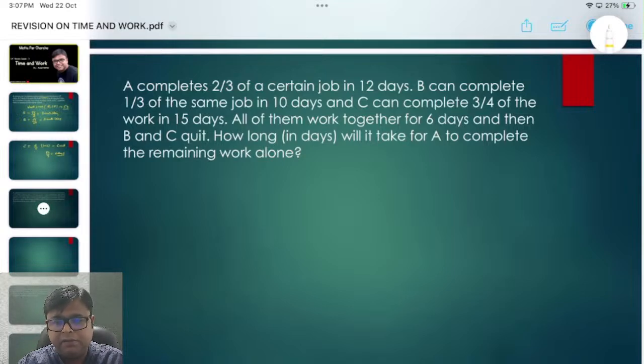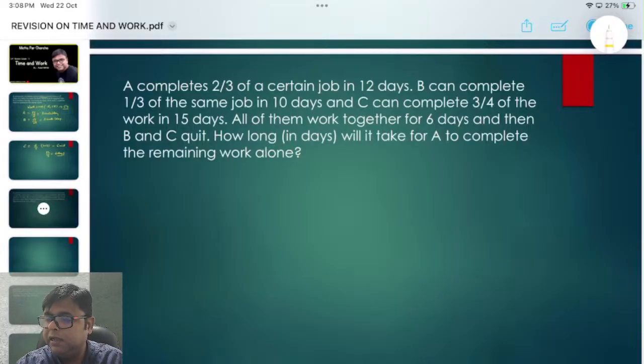Yes, correct. Yes, Vanshika, correct. Okay, so.